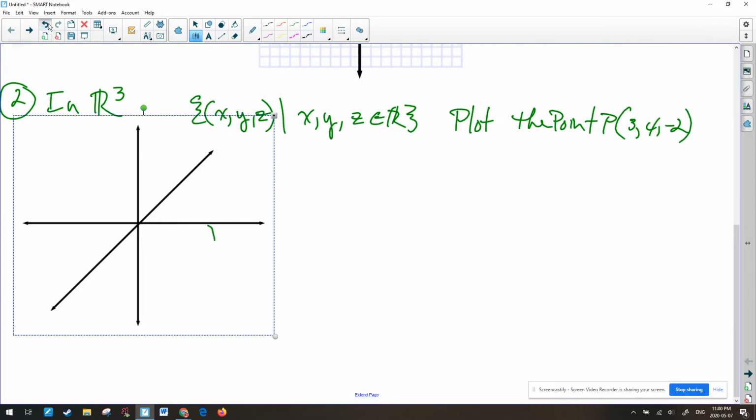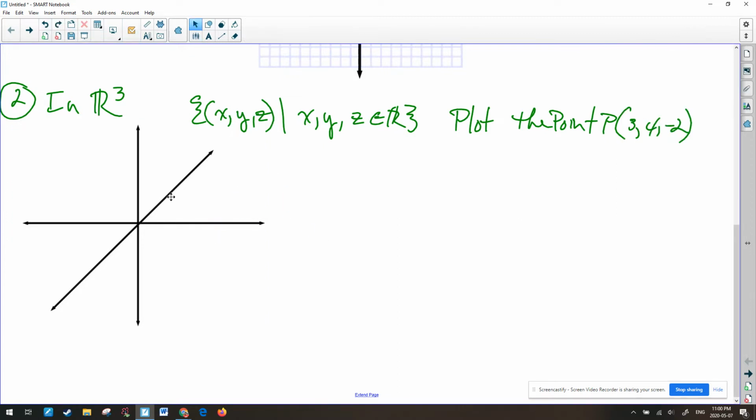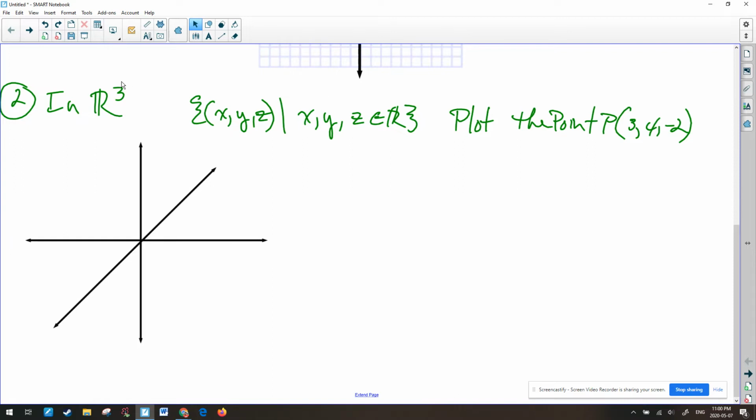Now, the question might become, or I hope the question is coming to your mind, well, which axis is which? And I know our instinct might be, well, of course, this axis down here is going to be X and this axis is going to be Y, which by default would mean that this axis is Z. Sadly, that's not the case.